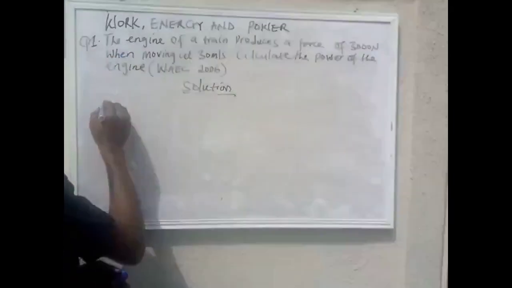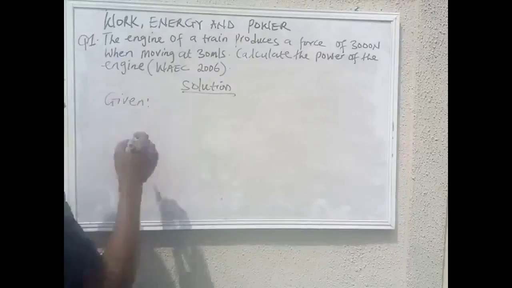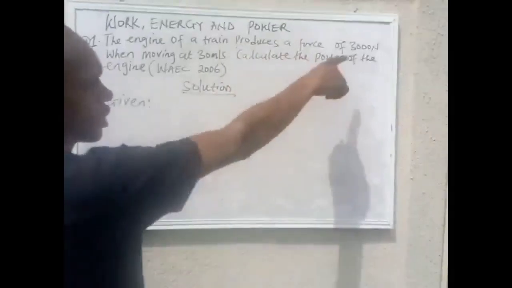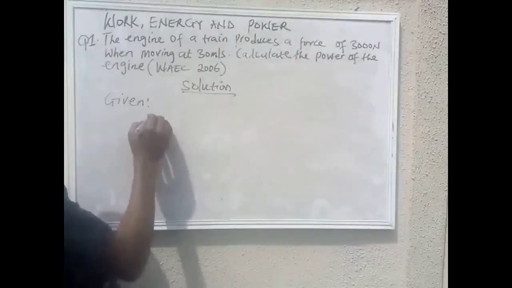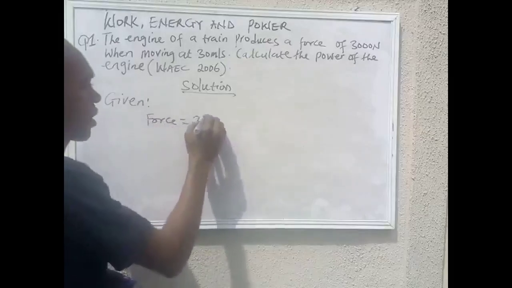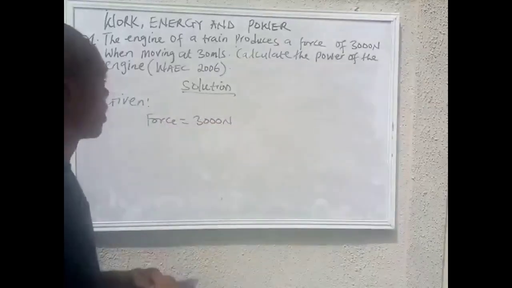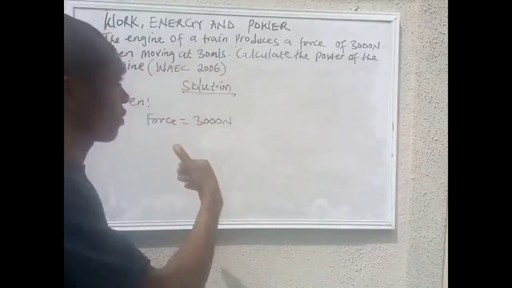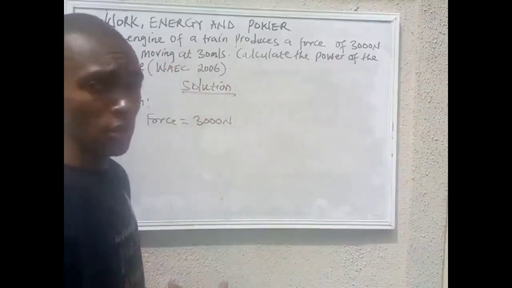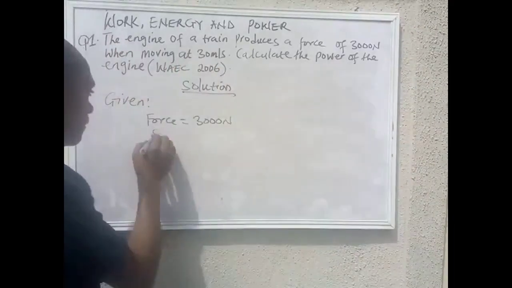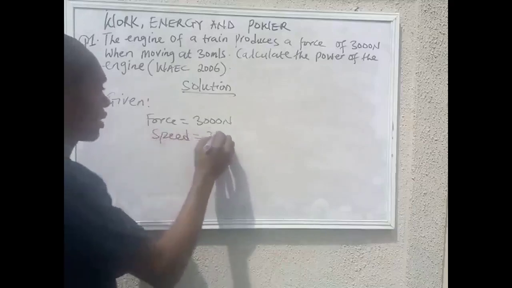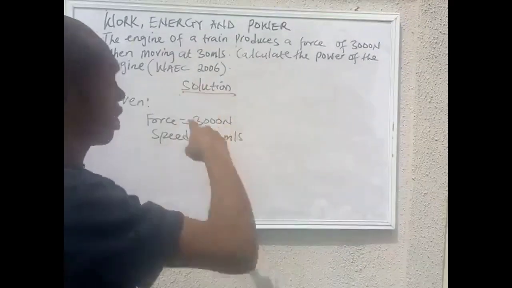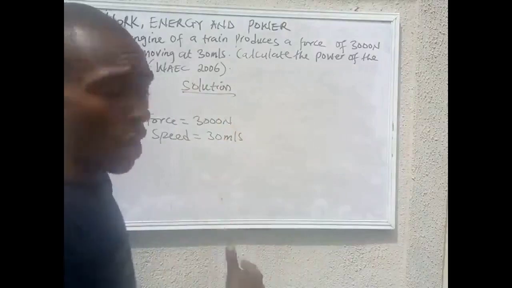Now, look at this. We have, given, the first thing: the engine of a train produces a force of 3000 Newton. So we have our force equal to 3000 Newton. Now, the next thing is when moving at 30 meters per second. Now, 30 meters per second speaks of speed or velocity. So we take it as speed, which is 30 meters per second. The question now is calculate the power of the engine. We're asked to calculate the power of the engine.